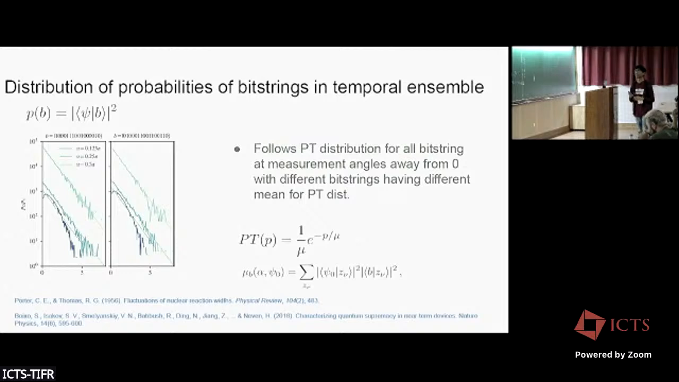Okay, so this was the distribution in a temporal ensemble. The temporal ensemble is a collection of time evolved states. You take all those states, measure the probability of getting a particular bit string for all those time evolved states, and histogram them. Then you get this plot. These are for 2 different bit strings. And this is equivalent to just calculating the expectation value of the projector on this particular bit string.